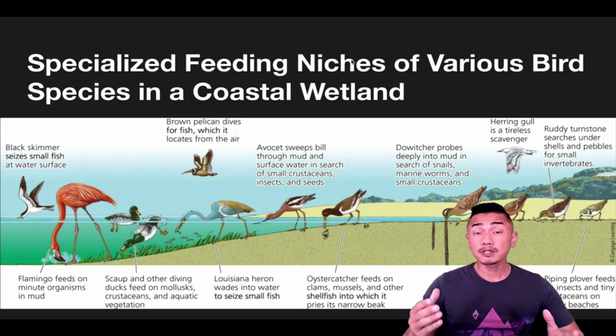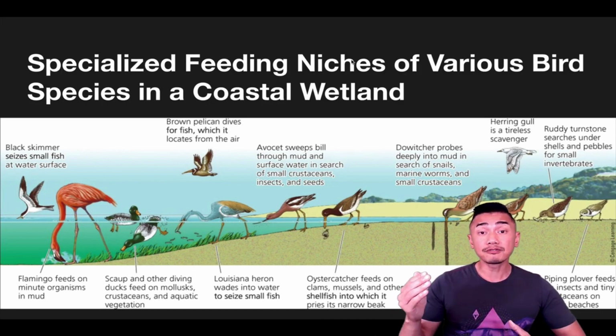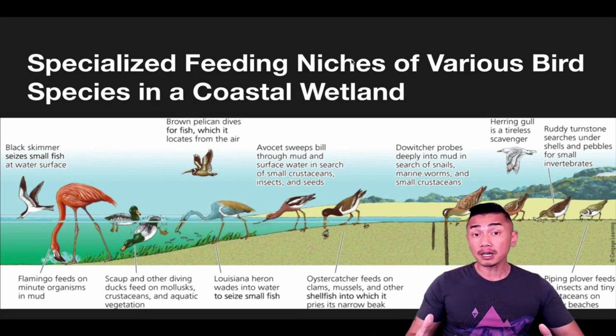This diagram shows the different niches of different shorebirds living in this one area. Because their niches are slightly different, they can coexist and minimize competition with one another.